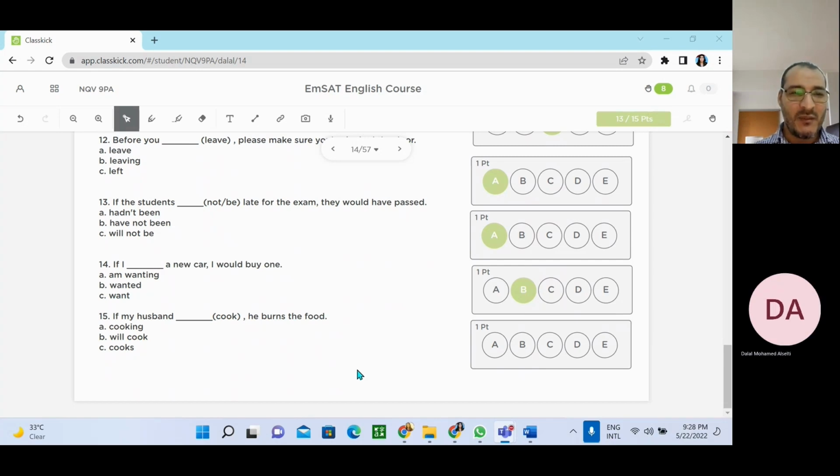Well, number 15. If my husband cooks, he burns the food. Yeah, this is reality. It's a fact, right? Like me. Really? I always burn food when I try to prepare my own food. I forget a lot, because instead of waiting for the food to get cooked, I think it's better to get myself busy doing something, exploiting my time.